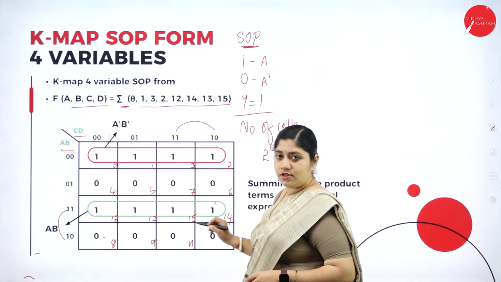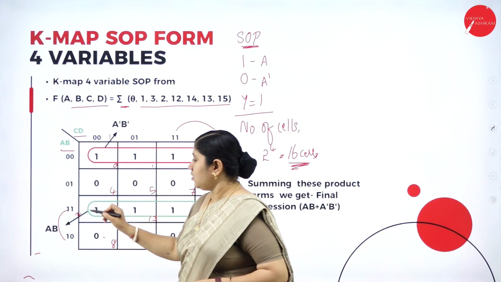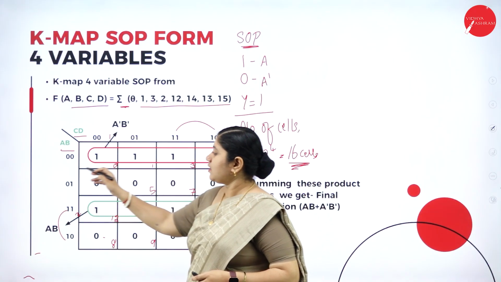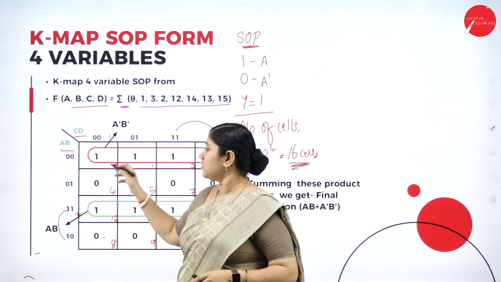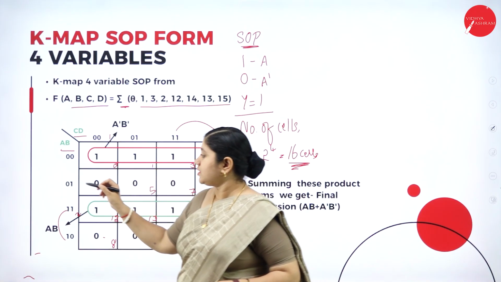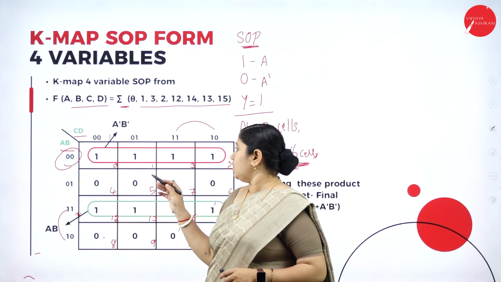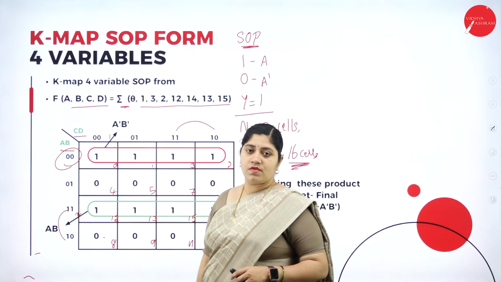And the second group is this. Alright. Now how to represent that? Again, it's the same thing, like in this first column. I have to just consider the first value, that is A bar, B bar. All right, A bar, B bar I have written.